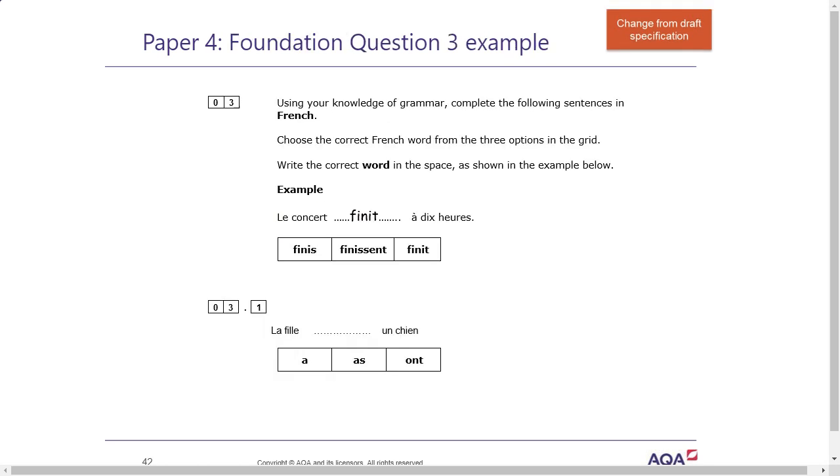So this is the foundation question 3 from the French specimen paper. Students need to choose the correct word from a choice of 3 possible answers and write it in the gap. It's multiple choice to aid accessibility. Students copy the word correctly into the gap to score the mark, and that includes any accents. An example is provided to support students and provide clarity on what they need to do.